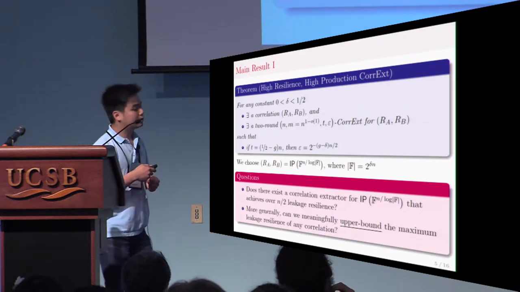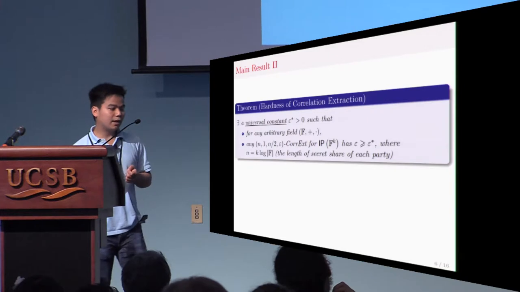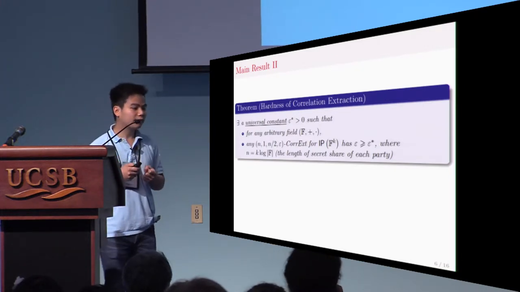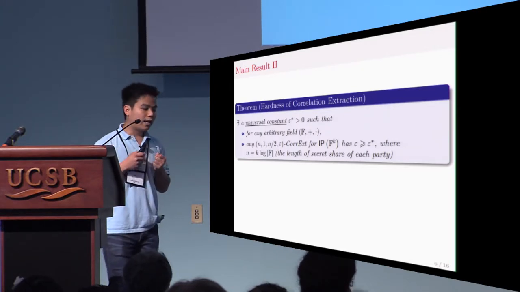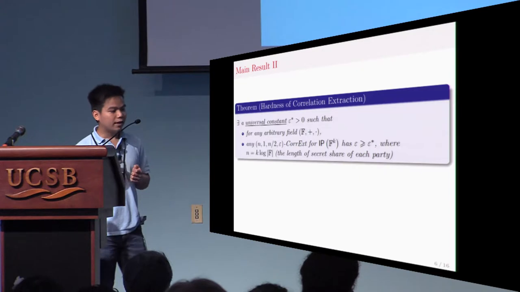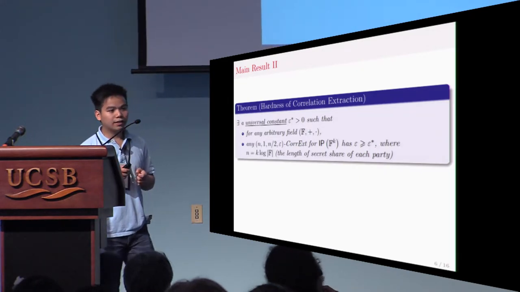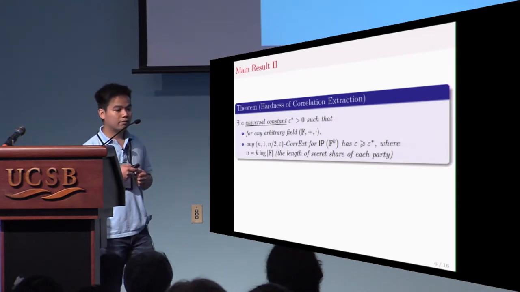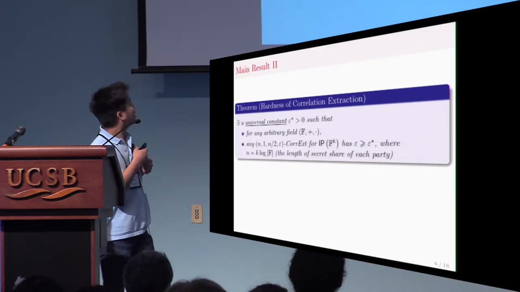And our second result answers these questions. We show that there exists a universal constant epsilon star greater than 0, so that for any arbitrary field F, any n by 2 epsilon correlation extractor for the inner product correlations has a simulation error of at least epsilon star, where the secret size is n equal to k times log of the size of F.